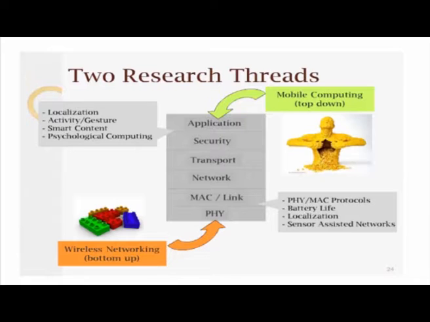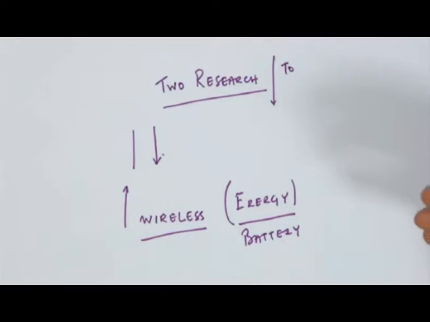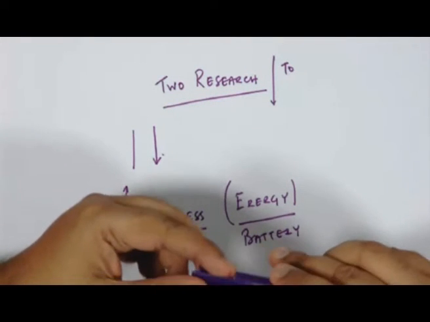And there is the top down approach, where we are talking about much more application oriented things like localization, which we will cover in more detail, activity and gesture recognition, or psychological computing. We are working on a project where, as soon as you type, the mobile phone will begin to understand whether you are happy or sad or angry, through your typing speed, your typing pattern, how many mistakes you are making. Those sensors are used to understand that.